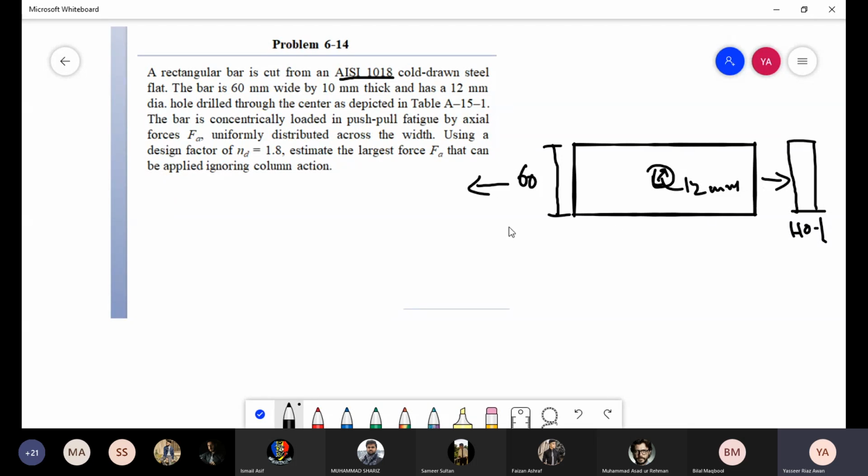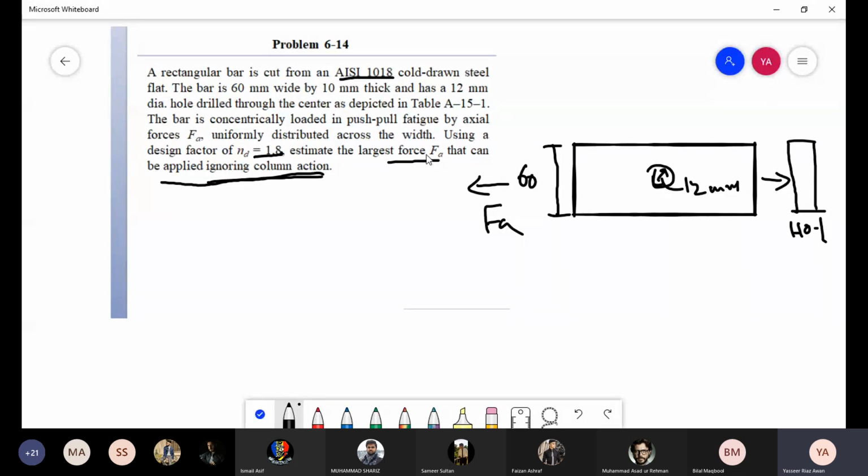Okay, so you have axial forces denoted by FA, and they are obviously changing from some positive value to negative value. And they are uniformly distributed, so the stresses produced by them are uniformly distributed, and this is the design factor that we have to use. So we have to estimate the largest force that can be applied ignoring column action. So obviously when this force becomes compressive, there is another kind of failure due to buckling that can occur. So we are asked to ignore that.